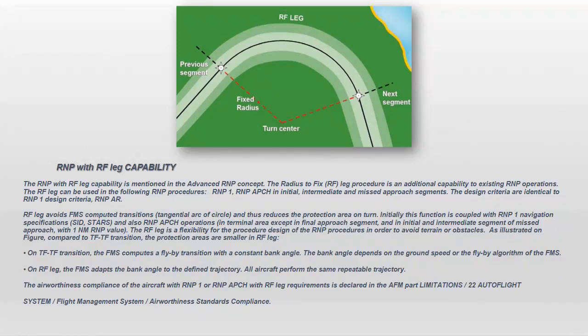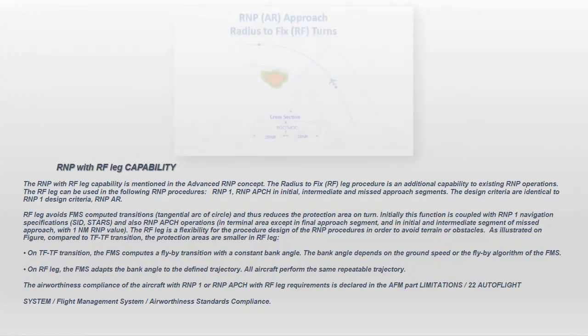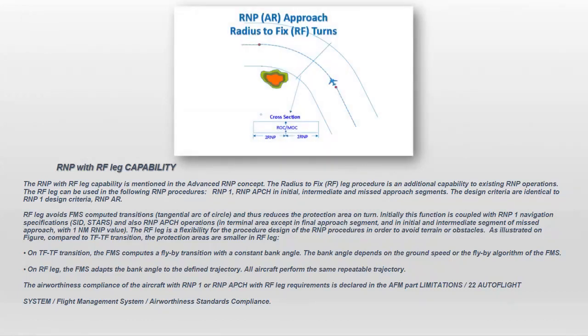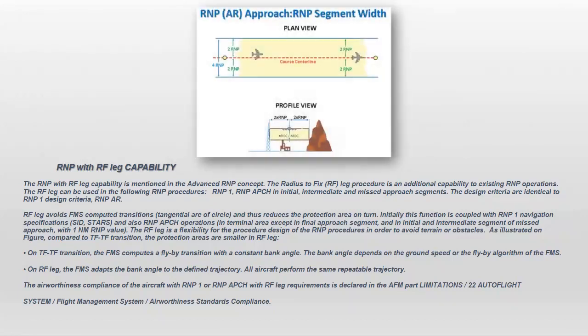The RNP with radius to fix leg capability is mentioned in the advanced RNP concept. The radius to fix, RF, leg procedure is an additional capability to existing RNP operations. The radius to fix leg can be used in the following RNP procedures. RNP1. RNP approach in initial, intermediate and missed approach segments. The design criteria are identical to RNP1 design criteria.